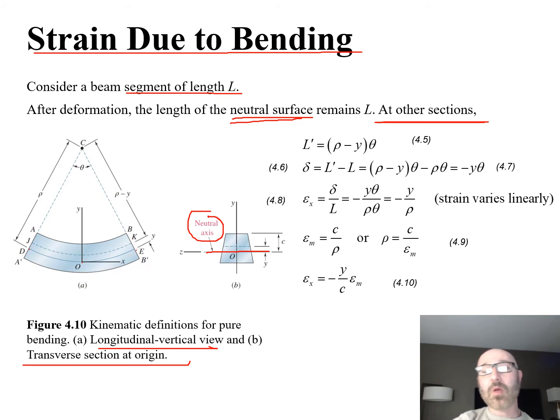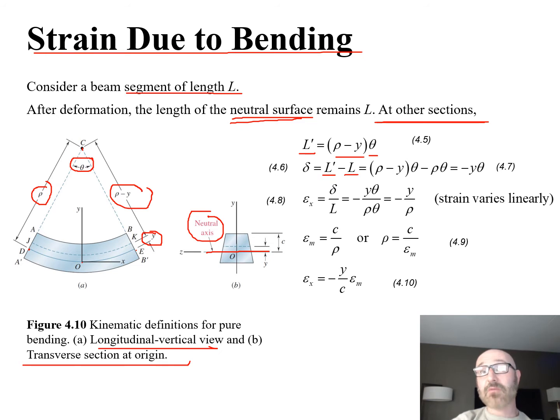Now if we're talking about our L prime, our new length, we can say this is equal to rho minus y times theta. We can see our rho minus y right here, where rho is the distance from C down to that neutral axis, and y is that difference. If we're going up to some point of interest, there's our y, that distance up that we're interested in. So this is equal to that times our theta, which is the angle after it bends. Now our delta is going to be the deformed length minus the original length, so L prime minus L.